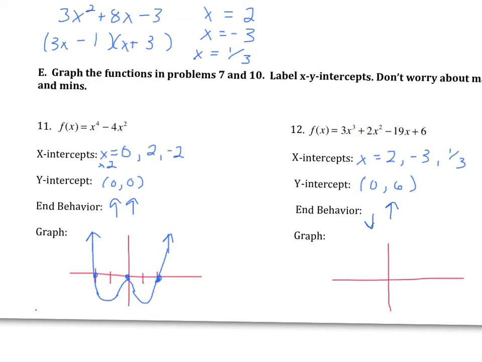let's see, I'm going to put my x-intercepts on at 2, at -3, and at 1/3. And then my y-intercept at +6. We'll just say +6 is up there. Alright, so I'm going to start down, end up. So I have to go through -3, through +6, down through 1/3, and then up through 2. Not the best looking graph, but that'll work.